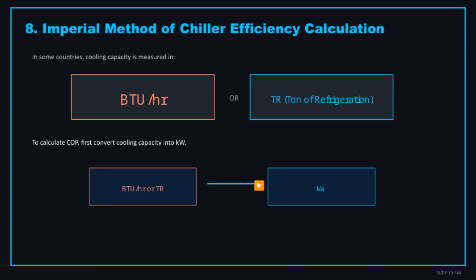Before we can calculate the coefficient of performance, or COP, we need to get our cooling capacity into the right units. That means converting whatever measurement we have, whether it's tons of refrigeration or BTUs per hour, into kilowatts. Different countries use different standards, so this step helps us speak the same language when we talk about chiller efficiency. It's a crucial first move in understanding how well our system is working.